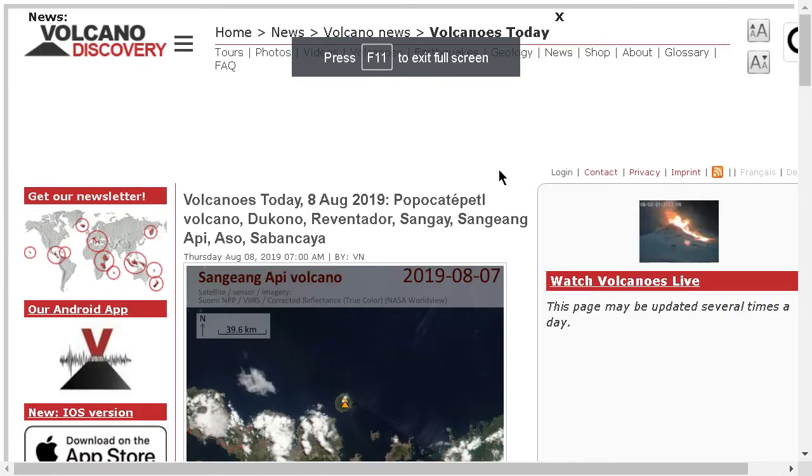Volcano Rundown. Mount Aso, 6,000-foot ash plume there as it explodes. Sangay Api also exploding, 8,000-foot ash plume there.